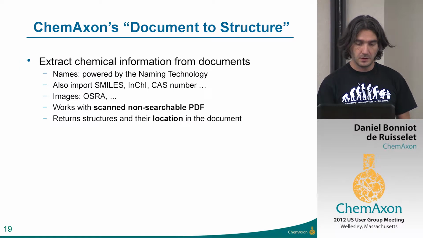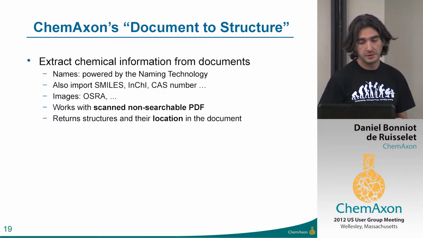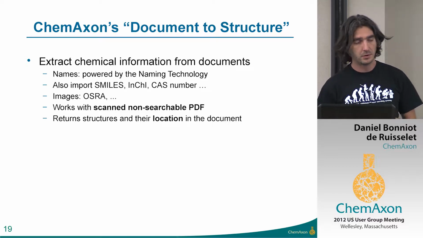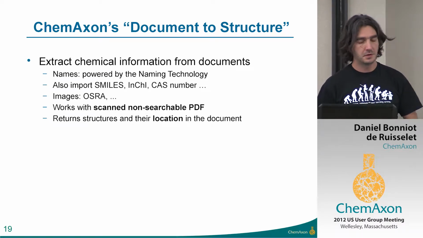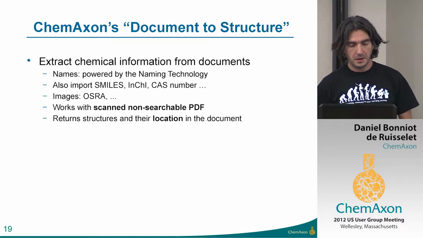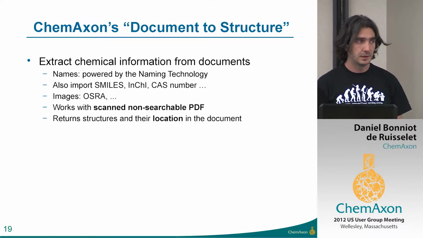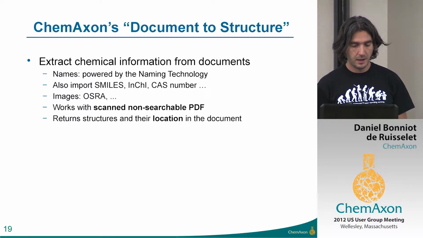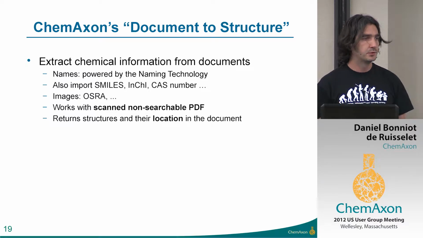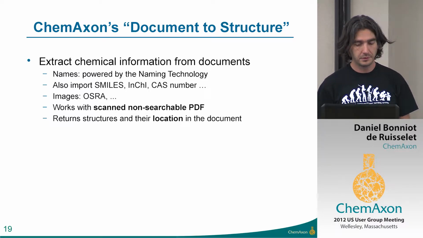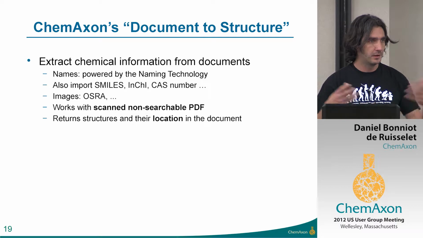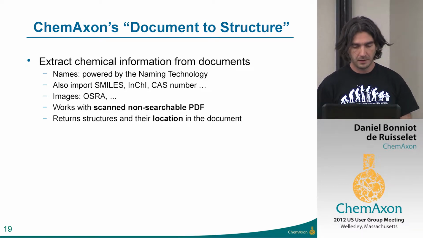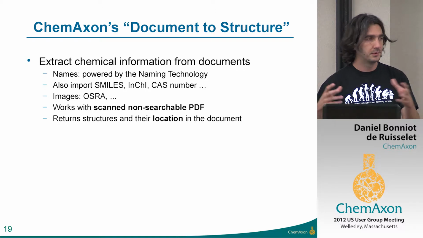So it works with names, but also with miles, inchi, and cast numbers if you want to use the web service, or if you have internally cast numbers or other kinds of specific names. Again, you can use the custom dictionary. It can also interface with OSRA, and we are looking at interfacing with Clyde and other systems as well to process images. And internally, we can do the OCR conversion. So if you have a scanned, non-searchable PDF, it can also find the structures there that will work out of the box transparently. And so the output of this is a list of structures with their location in the document.